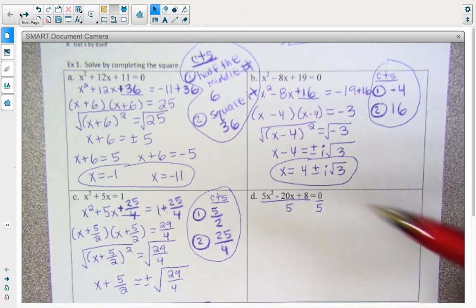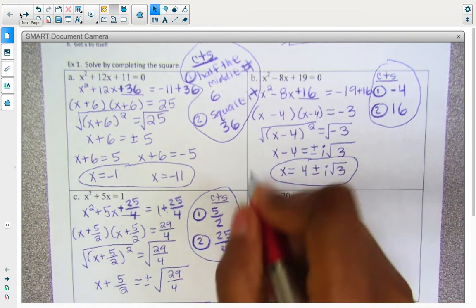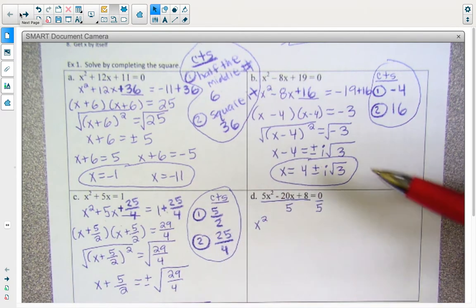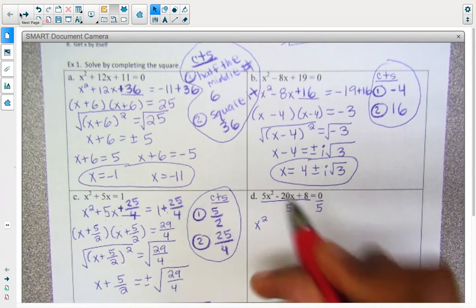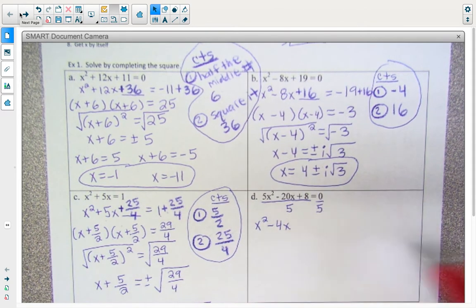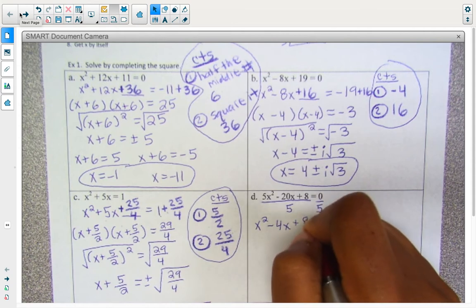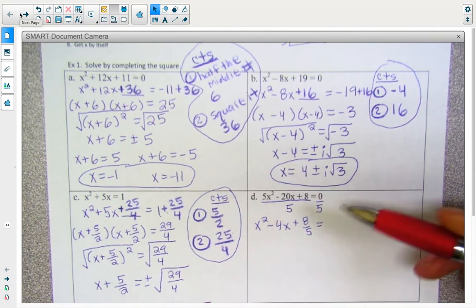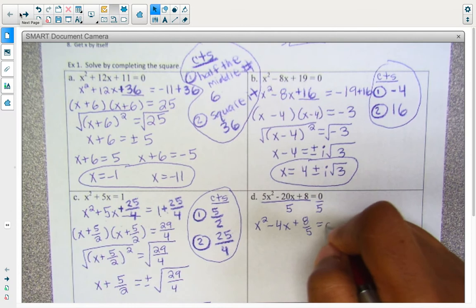It's no biggie. So 5 divided by 5 is x squared. Well, it's 1, but it's 1x squared. Negative 20 divided by 5 is negative 4. Bring your x down. 8 divided by 5 gives me a fraction. And 0 divided by 5 is 0.